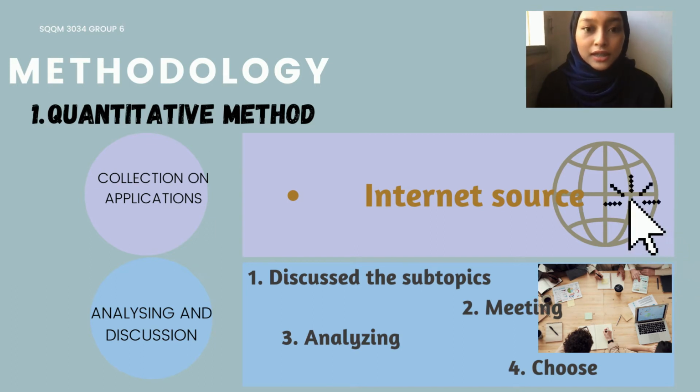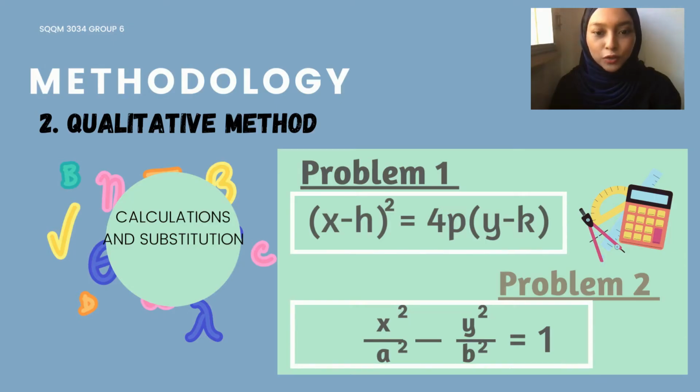For analyzing and discussion, first we discussed the subtopic that we wanted, we held meetings, and we presented what we found on the internet. We analyzed and took into account all the pros and cons, and then we chose the best two application problems, which are subtopics of conic sections, to continue with our group project. The second method is the qualitative method, which is calculation and substitution. For problem number 1, we use the equation below, which is about finding the height of the cable route from the center of the bridge.